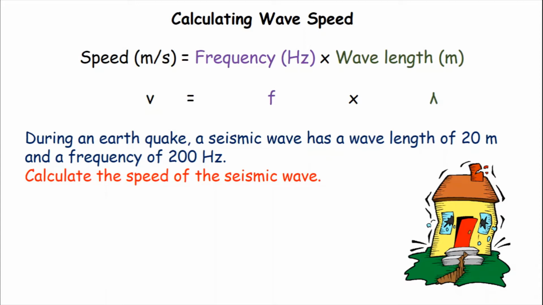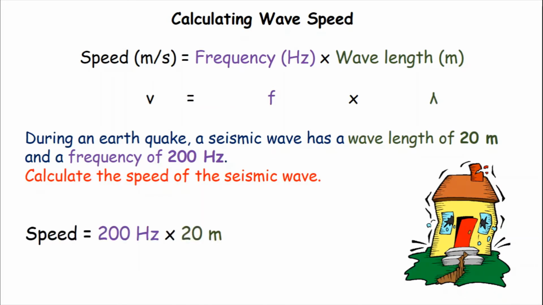In this question we are given the wavelength as 20 meters and the frequency as 200 Hz. So again now we just need to plug those numbers into our equation. So we get speed equals 200 Hz times 20 meters, and this gives us a speed for this seismic wave of 4,000 meters per second. And this is all you have to know about calculating the speed of waves.